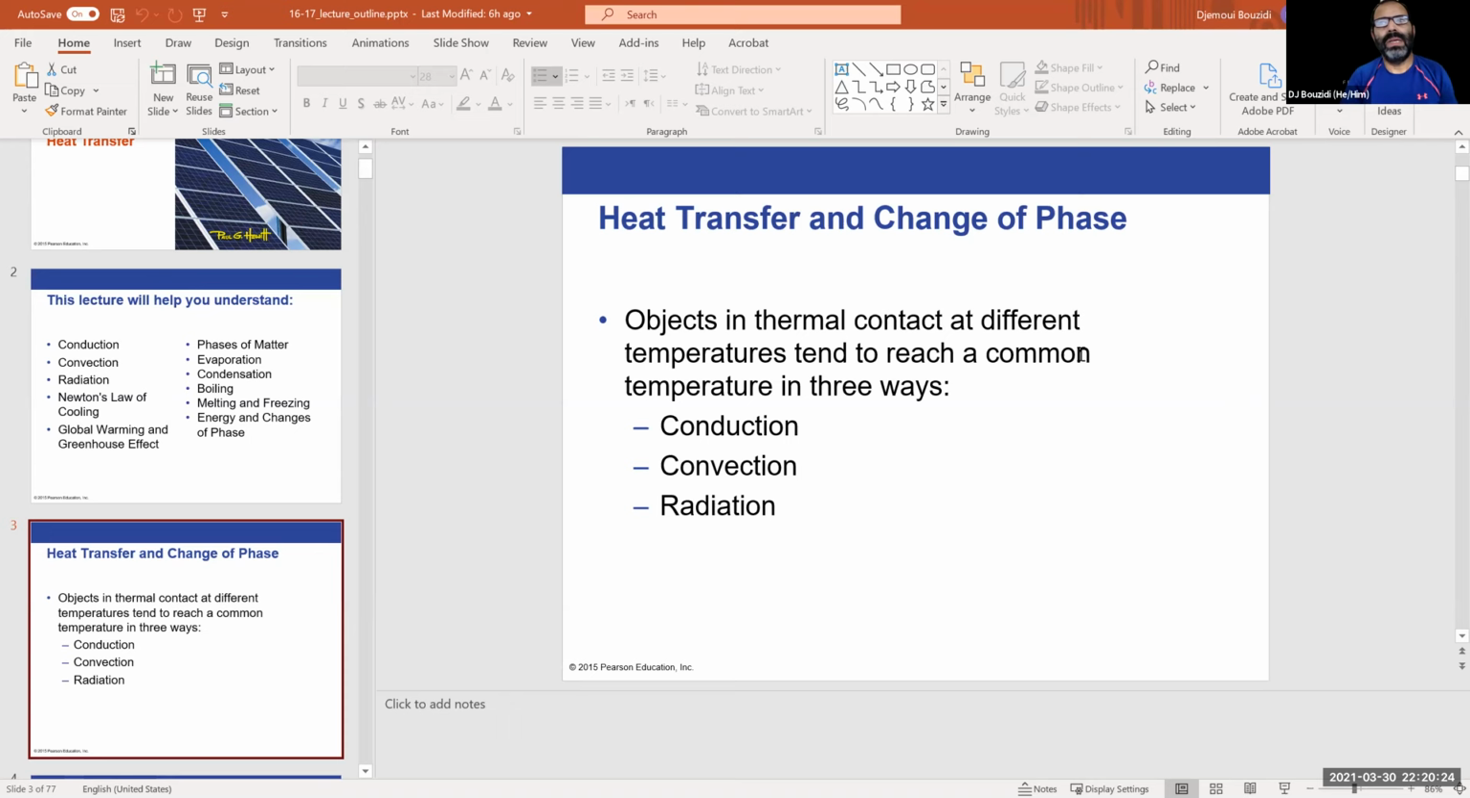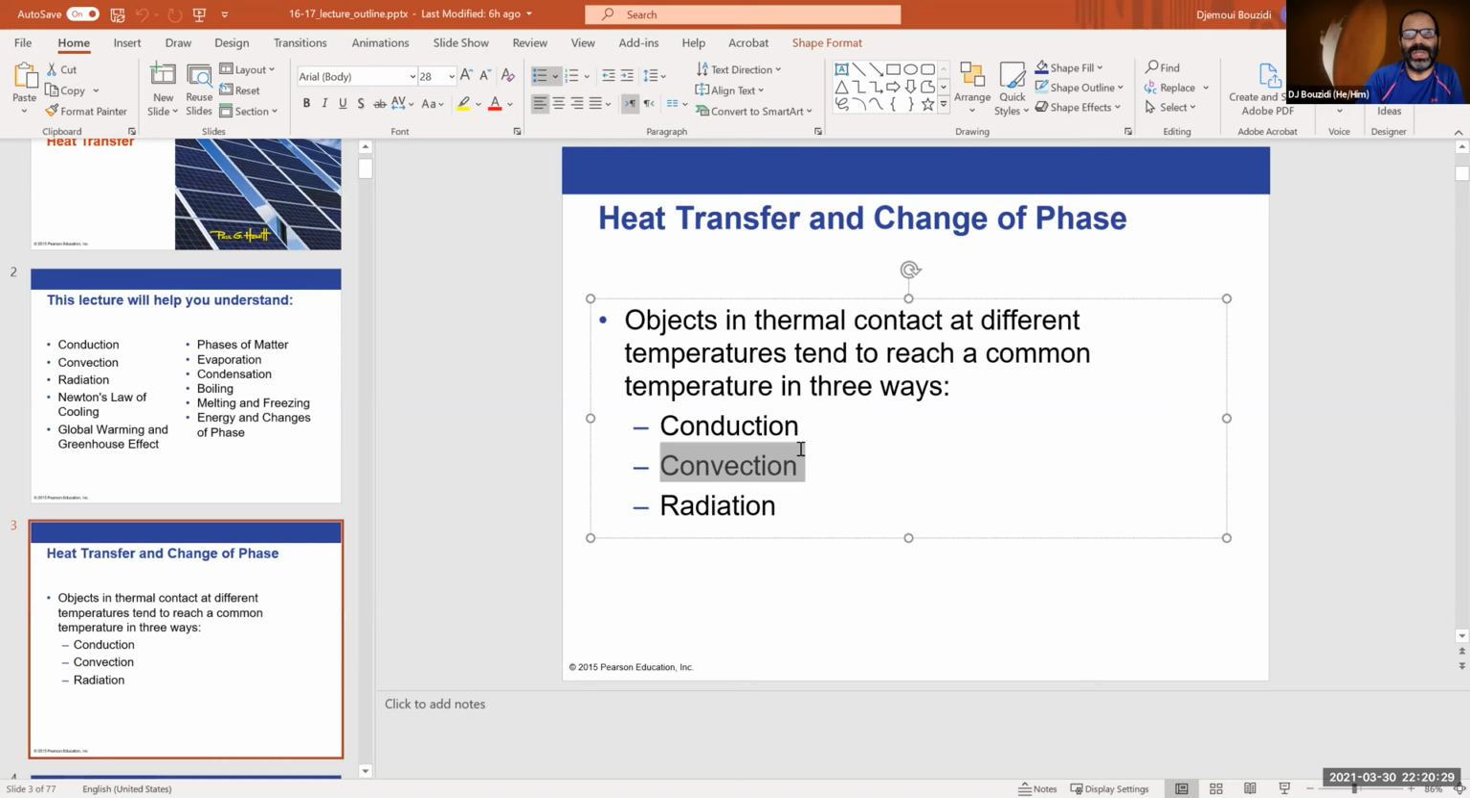So this is the first item that I want you guys to mention here, because this is one of the important points of today's lecture. Okay. So the three ways are conduction, convection, radiation. Conduction and convection require a medium, radiation does not. Radiation can travel in a vacuum, okay? It can go through a vacuum.